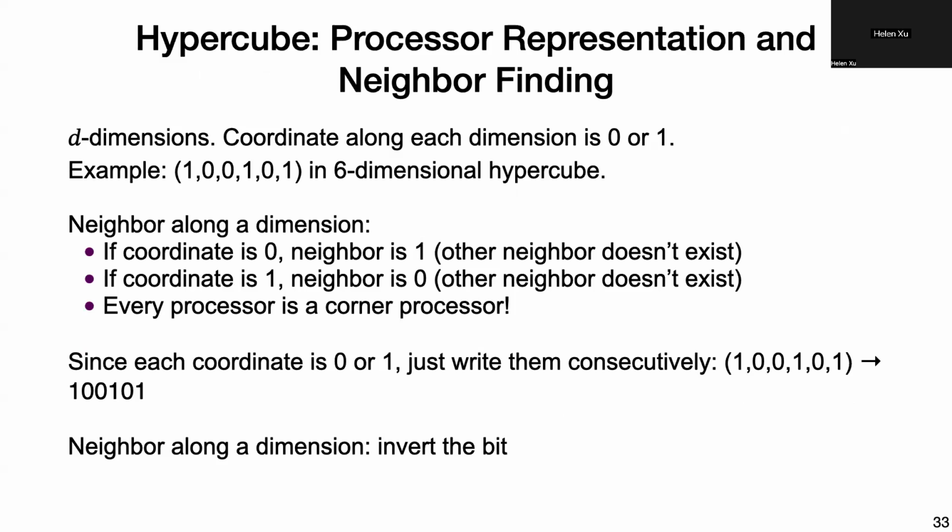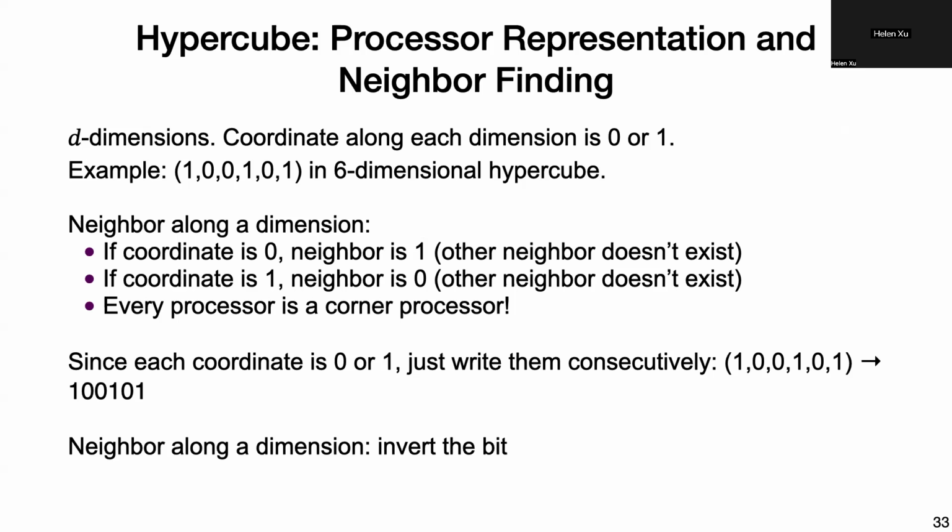So this is just a concrete example. We have this bit string 100101 in the 6-dimensional hypercube. And to find the neighbor, you just flip the bit, 0 or 1, and it's like a mesh. But each processor is a corner processor because there's just two. So that would be the end of the mesh. And again, there's no torus because that would just be the same, like 0, 1.